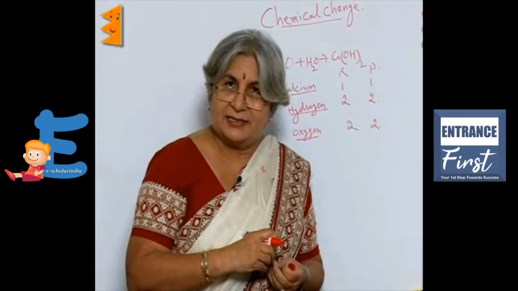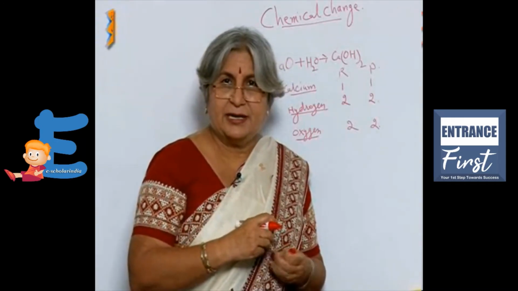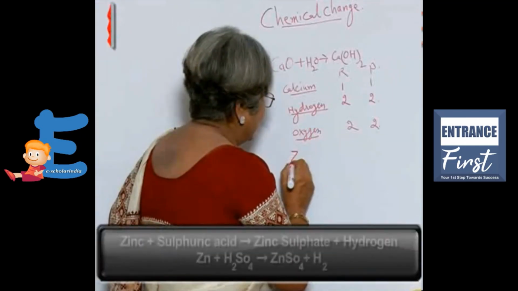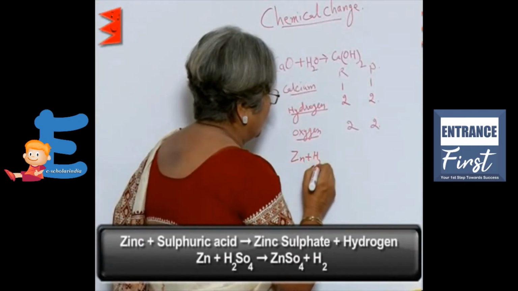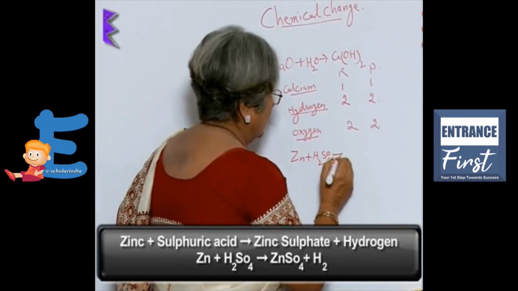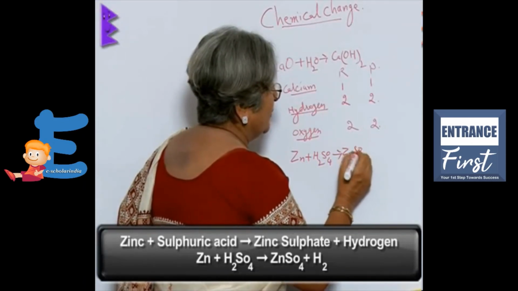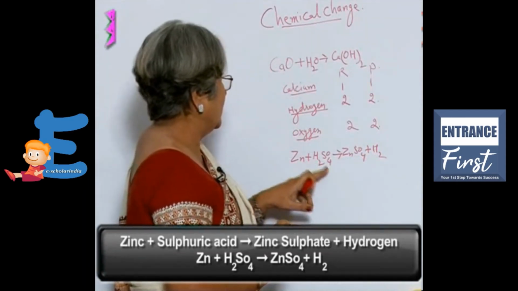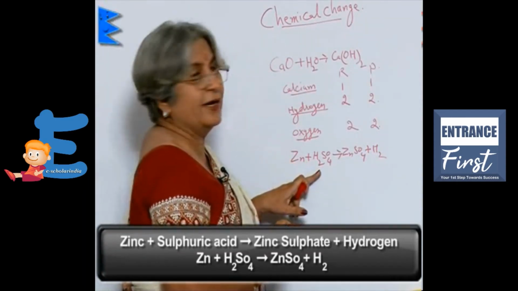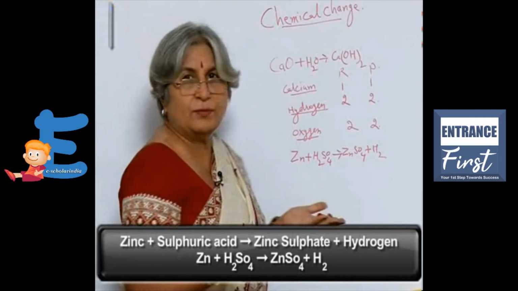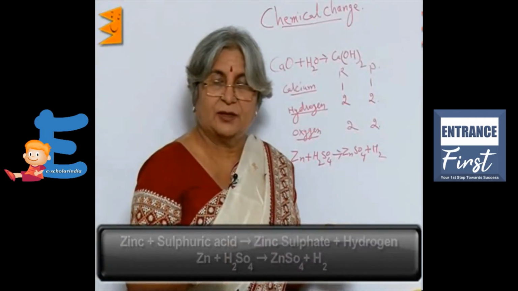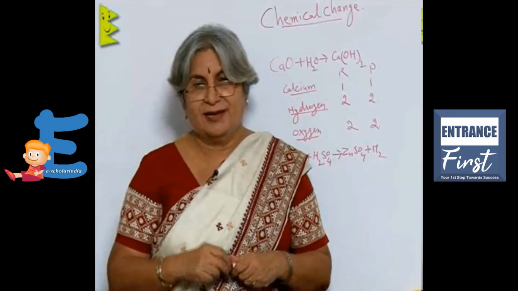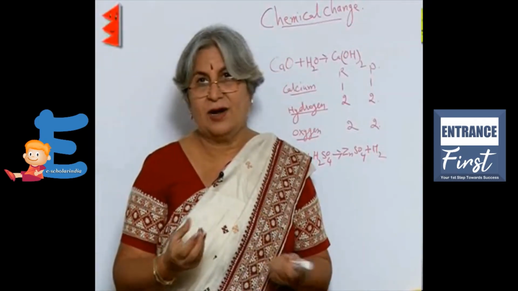Let us take another case. Instead of hydrochloric acid, if we pour sulfuric acid on zinc, then what happens? Zn plus H2SO4 gives ZnSO4 plus H2. The zinc sulfate has removed the hydrogen. So no problem, it is balanced. But in all reactions, it does not happen like this. In many cases, they are not balanced.